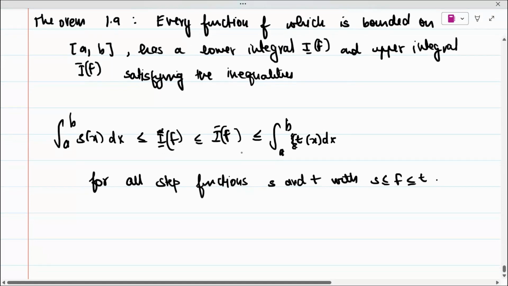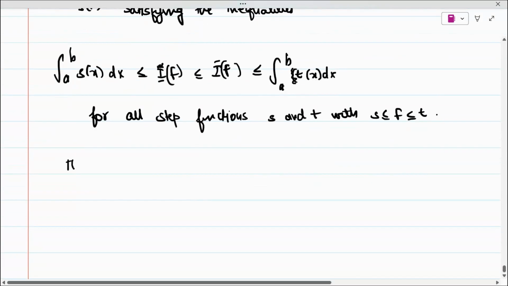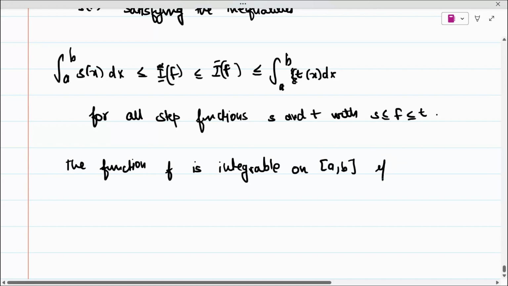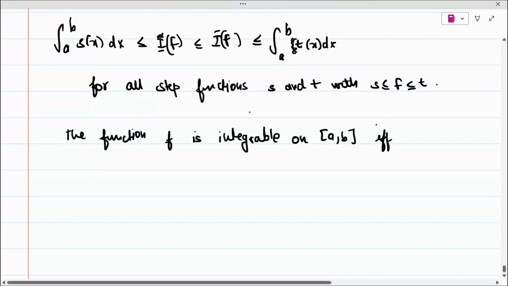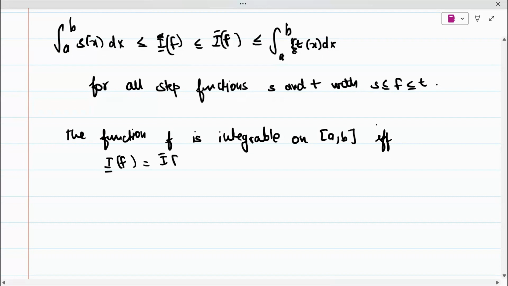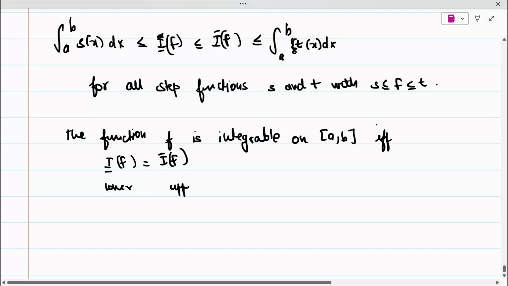Now, we come to the important part. The function f is integrable on this interval ab if and only if the upper and lower integrals are equal. That is, if the lower integral equals the upper integral, and that should be equal to the integral.